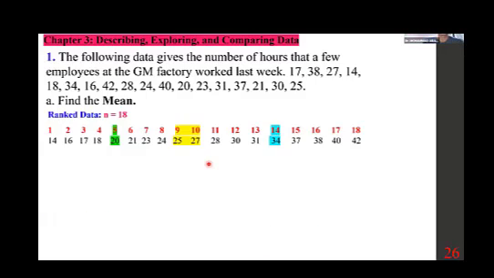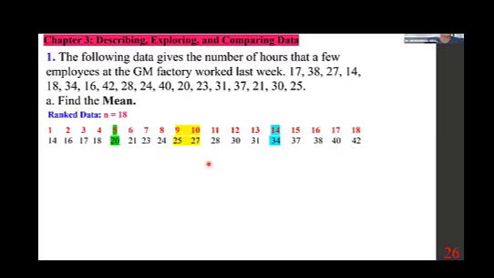The following data gives the number of hours that a few employees at the GM factory worked last week: 17, 38, 27, 14, 18, 34, 16, 42, 28, 24, 40, 20, 23, 31, 37, 21, 30, and 25. Find the mean. Here's the formula that we need to use for the mean.